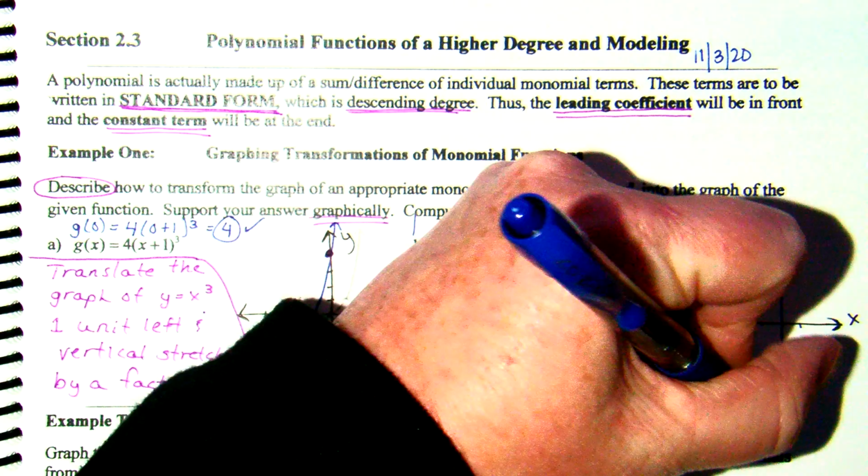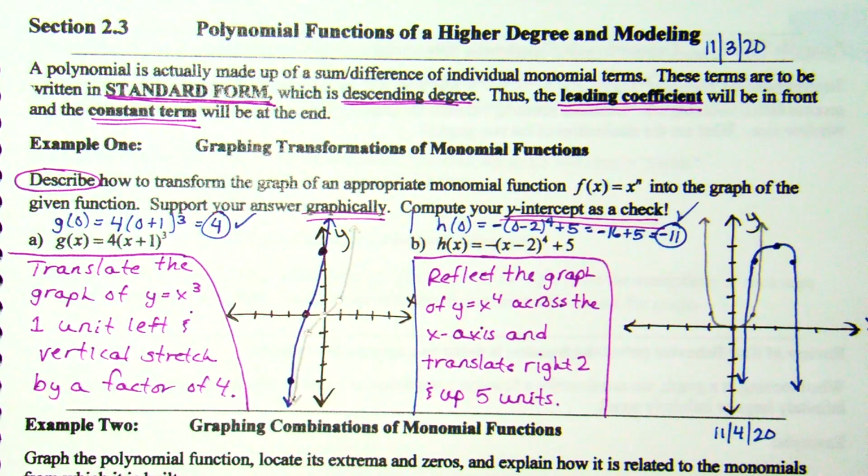Lesson 2-3. We are picking up where we left off yesterday. We had talked about example 1 yesterday, and example 1 was graphing the transformations of the monomial functions. So we took an x to the third, and we looked at how we could transform that. We also talked about x to the fourth and how we could transform that.